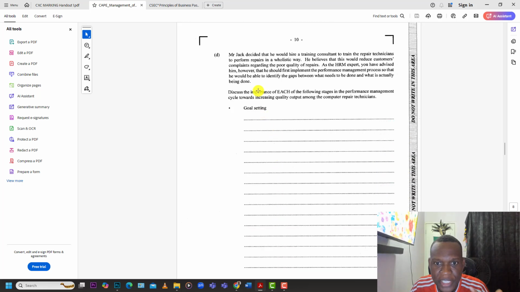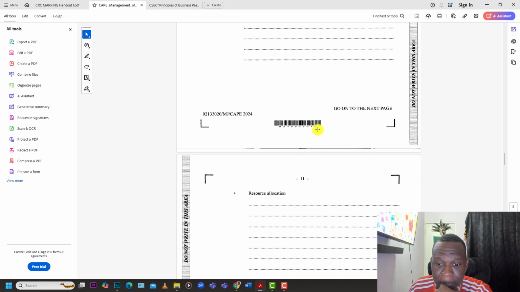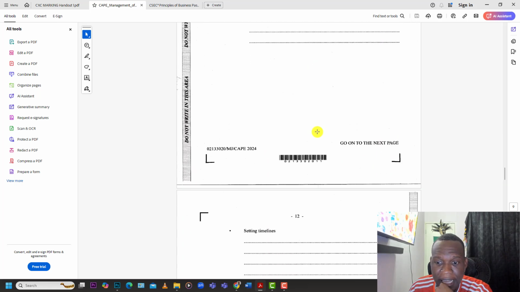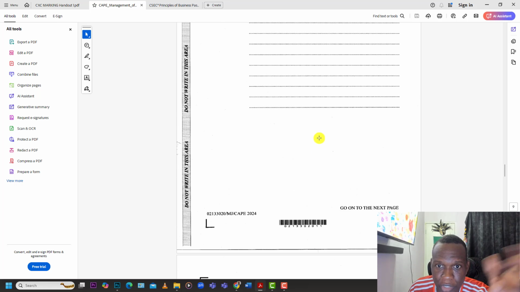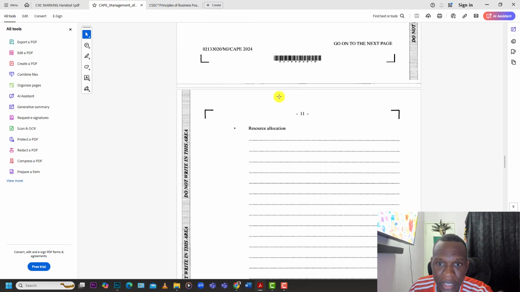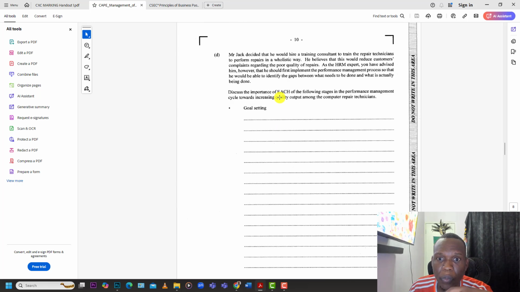In POB, discuss the importance of each of the following stages in the performance management cycle towards increasing quality output among the computer repair technicians based on the above case study. Goal setting. And you see the marking scheme, resource allocation. And so if it's 4 marks each, 3 fours, that's 12. And so the same way, you have to break it down. For resource allocation, you identify the importance and then proceed to explain what they are asking for.